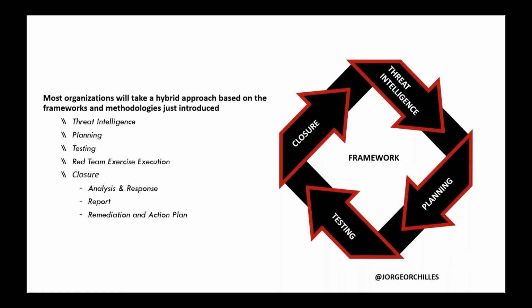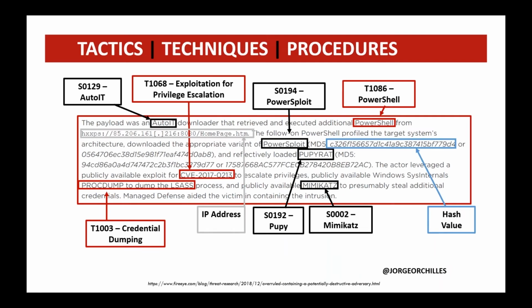Now, threat intelligence is very important if you're going to do an adversary emulation. Like I said, we want to map the tactics, techniques, and procedures. Here's an example of a FireEye report released in 2018 that has a paragraph. I went through that paragraph and I pulled out information and I tagged it to MITRE ATT&CK.